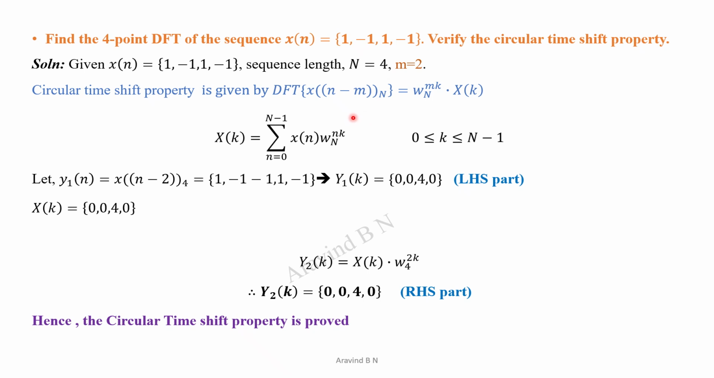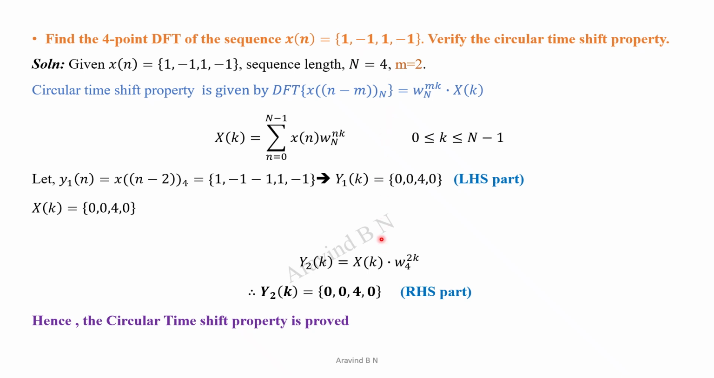First we are going to realize the LHS part. We first find out x(n minus m) with respect to n, and then apply the DFT to it, and this is the result we have got. We consider this as y1(n), and after applying the DFT we get y1(k). So with respect to the circular time shift property, we have got the LHS part.